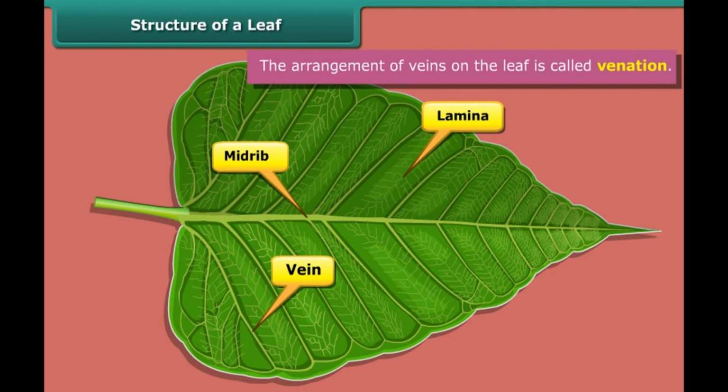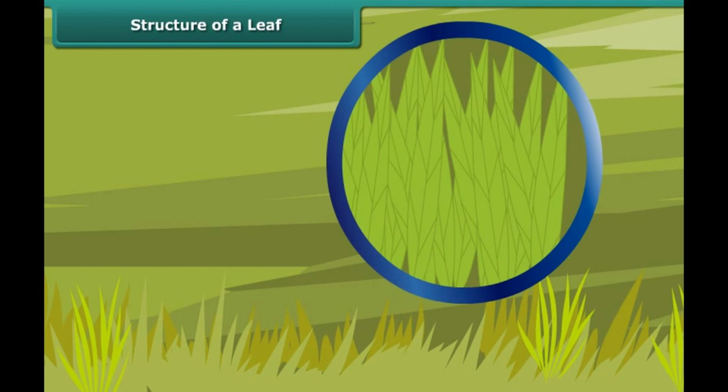The arrangement of veins on a leaf is called venation. When veins appear to branch from the midrib, the venation is called reticulated venation. When the veins run parallel to one another, the venation is termed as parallel venation. This type of venation is generally found in the leaf of grass.